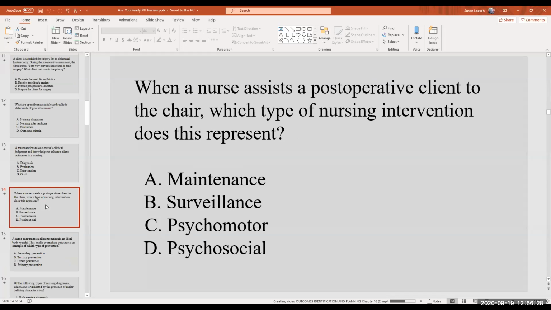When a nurse assists a post-op client to a chair, which type of nursing intervention does this represent? Psychomotor. Okay, psychomotor, yes. We're using those skills to move, okay?